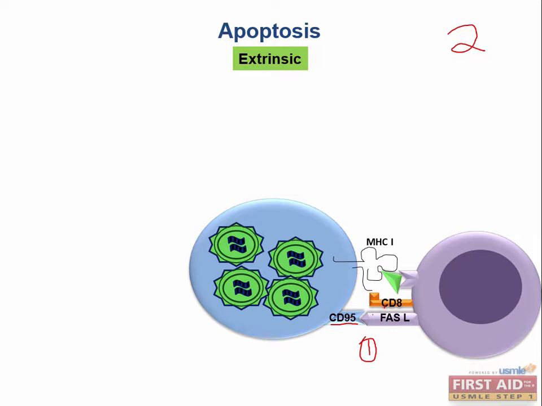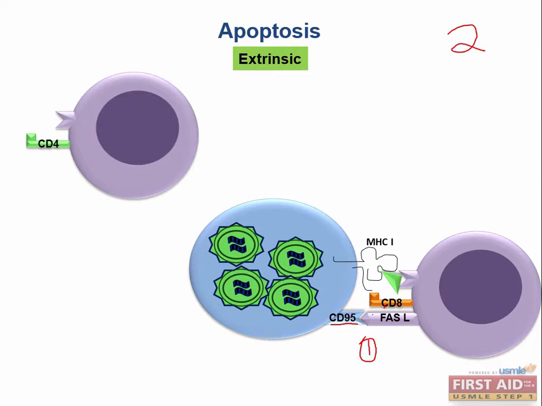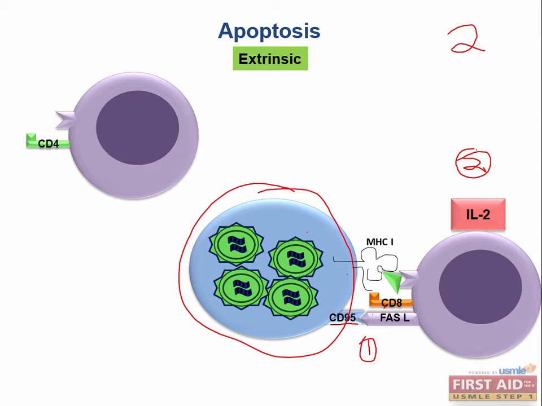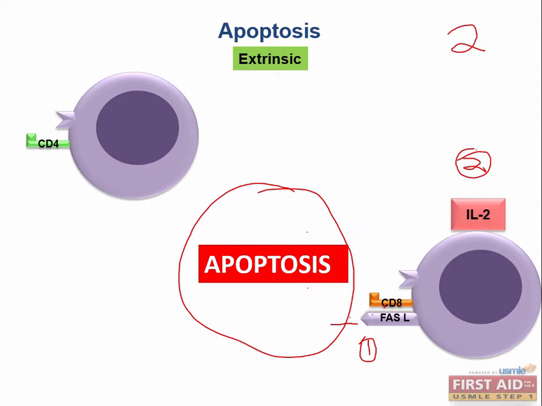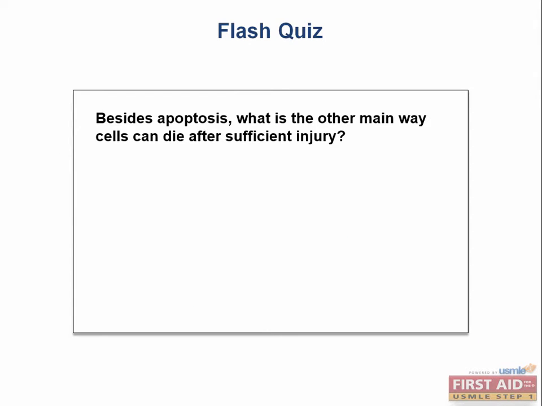Okay, what's the second signal? That would be the release of something from a helper T cell, a certain interleukin. What do you think? Interleukin, it's the second signal. It is interleukin 2. So that will go and stimulate the CD8 cell to trigger the destruction of this virally infected cell through apoptosis. Again, cytochrome C from the mitochondrion activates caspase enzymes, and this cell is toast through apoptosis. So that was a nice little immunology review.